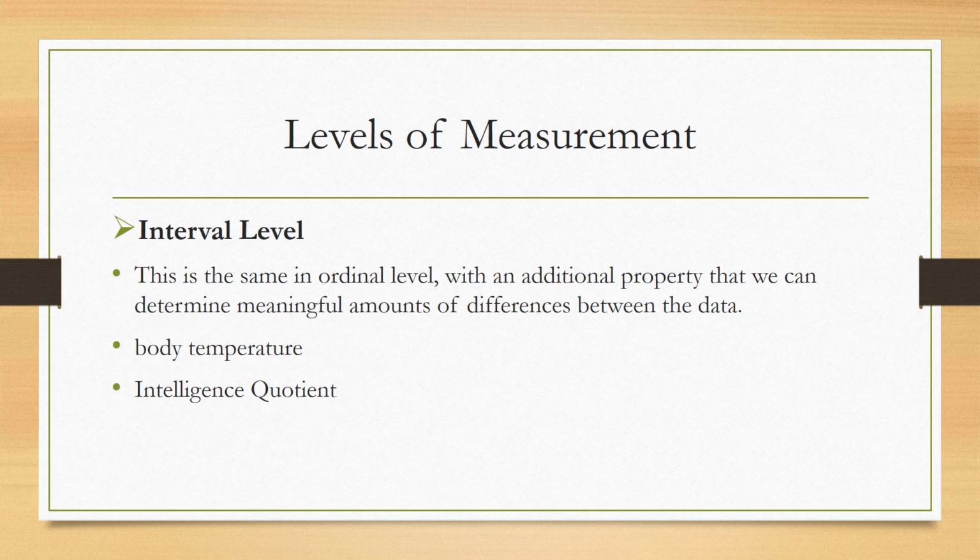The third is interval level. So when we say interval level, this is the same as ordinal level with an additional property that we can determine meaningful amounts of difference between the data. Examples: body temperature, intelligence quotient.